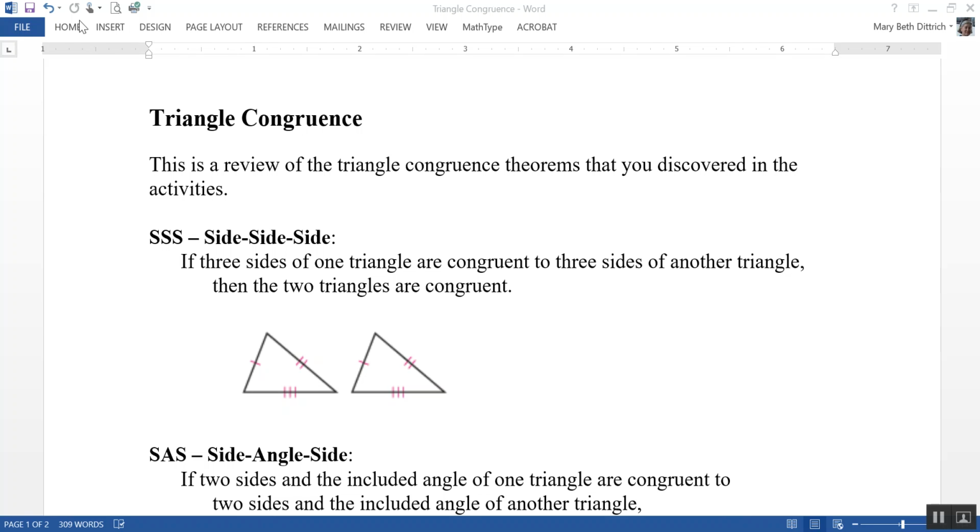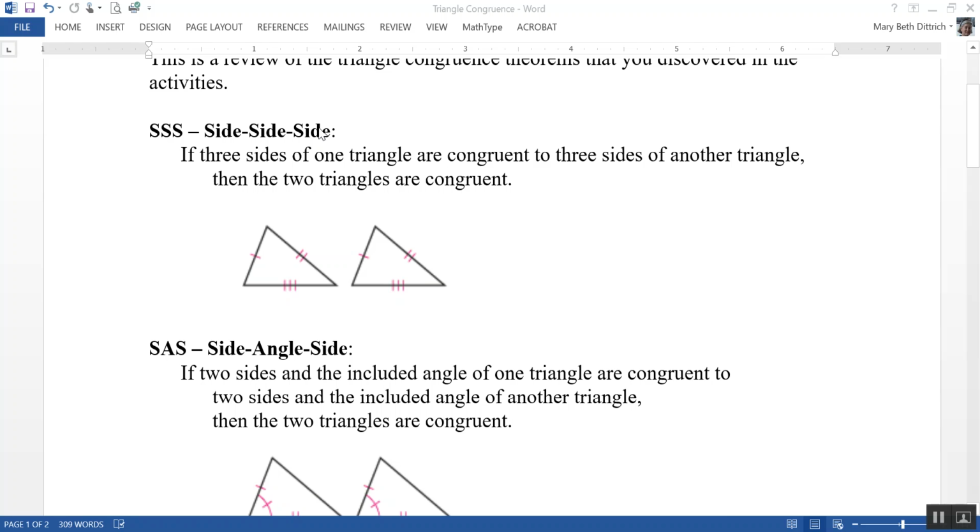This video is on triangle congruence. This is a review of the triangle congruence theorems that you discovered in the activities. The first one that you saw was called SSS, or side, side, side.